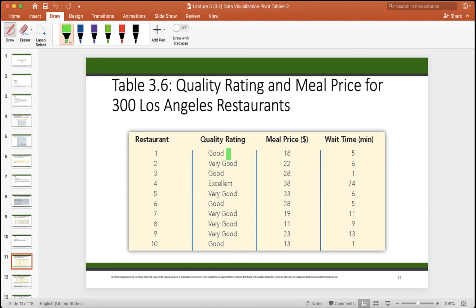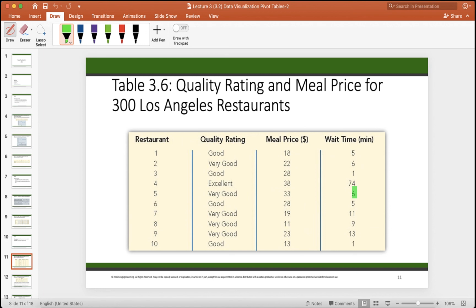Were they rated as good, very good, or excellent? And it's got the average meal price for the restaurant. It's got the wait time, how long you wait in each of these restaurants. Now, if you want to open up the spreadsheet, it's an Excel spreadsheet. It's called Restaurant Excel Pivot Table Data.